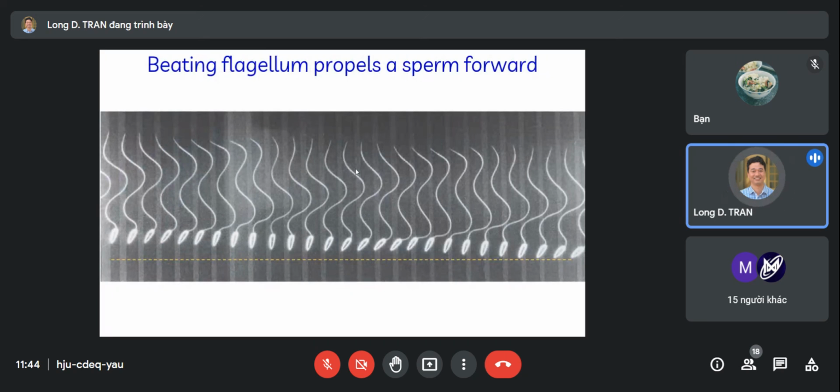And the beating of flagellum also propels the sperm forwards when they move to fertilize the egg. So in terms of structure, flagellum and cilia have the same structure, the same organization of microtubules. The only difference is that one cell may have many cilia, but usually only has one or just a few flagella, and the flagella are also much longer than cilia.